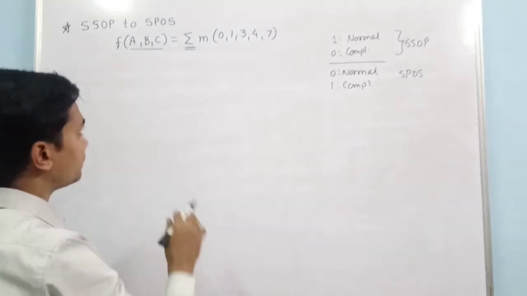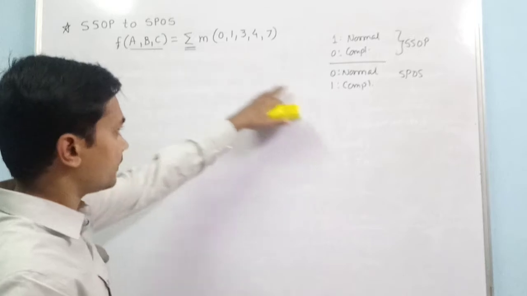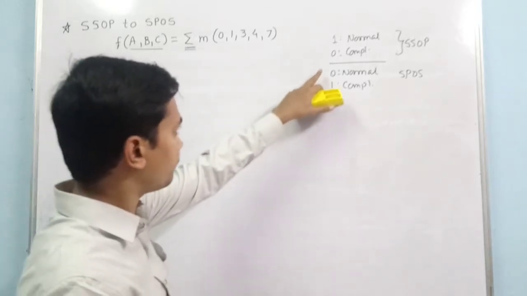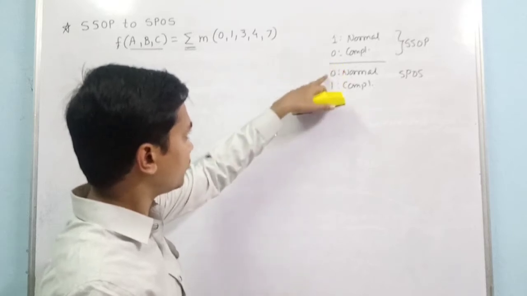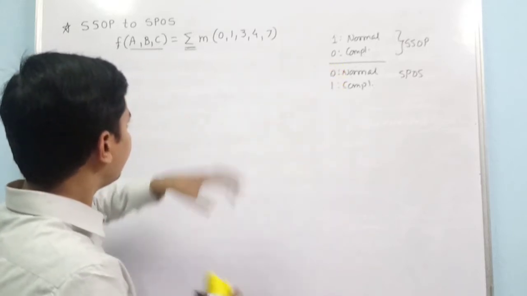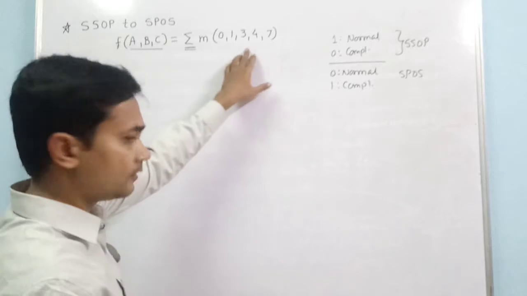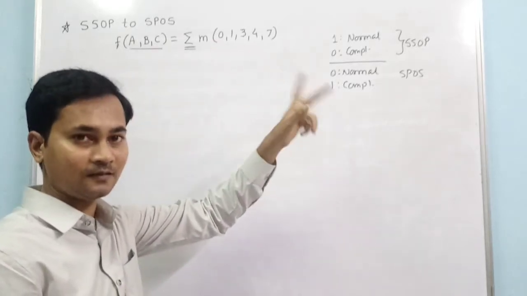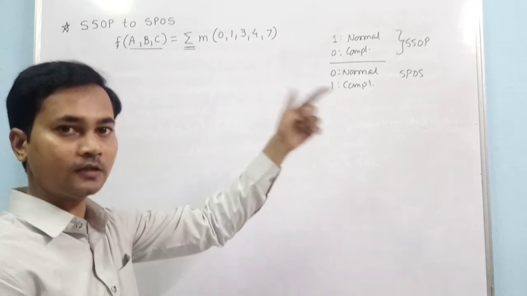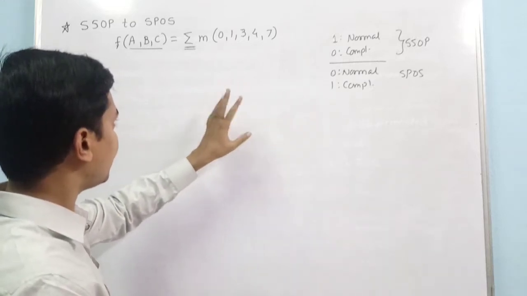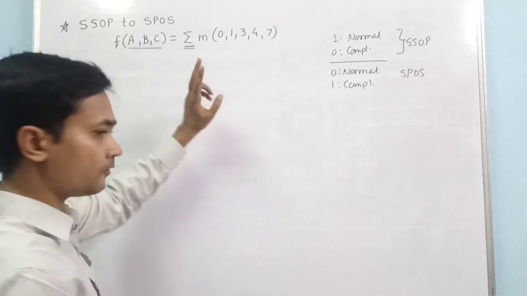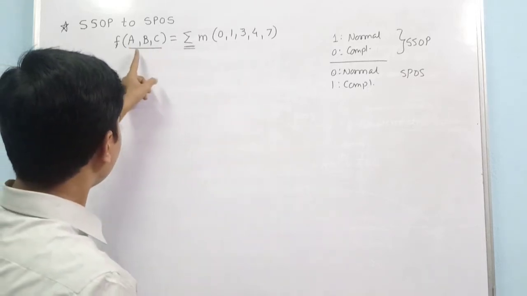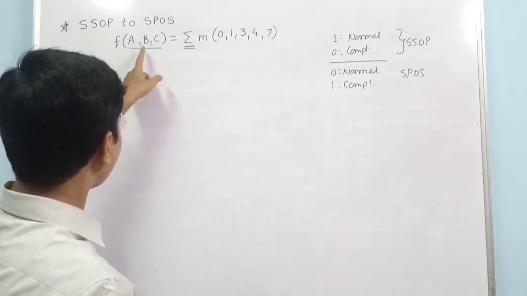Now if you want to convert it into standard POS form, then we have to convert this 1 to 0 and 0 to 1. That means this is in SOP form, so we have to consider only the missing terms to convert it into standard POS form. So which are the missing terms out of this given? First of all we have to check how many variables are given here. Total 3 variables are given, a, b, c.